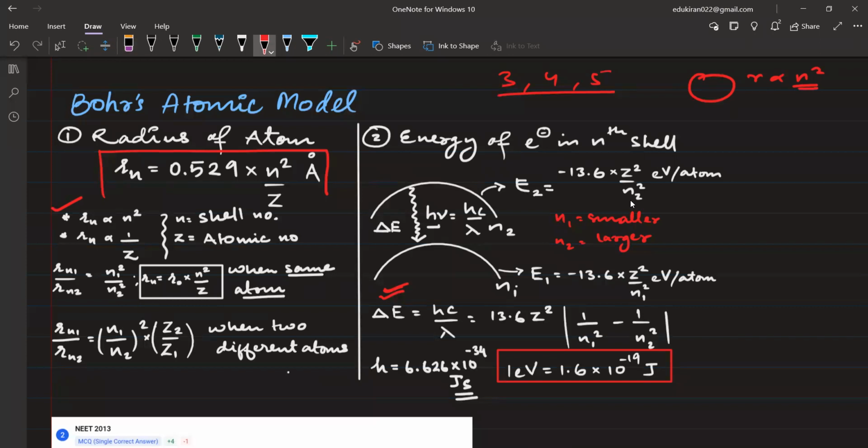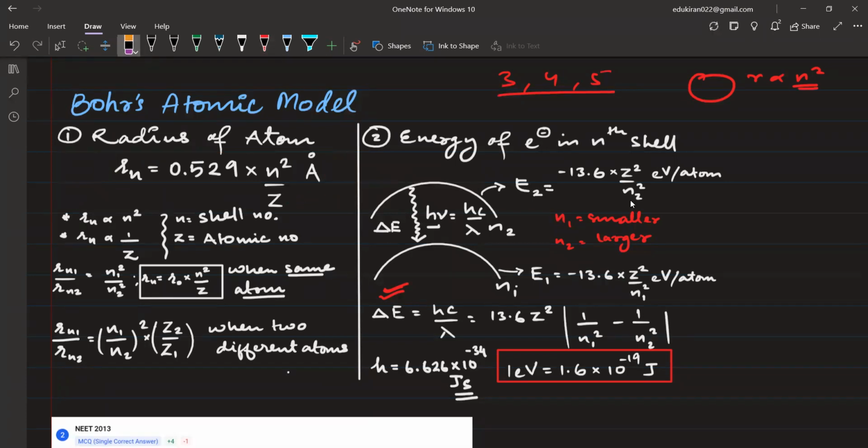When you are going to have different atom, तो different atom में क्या और change होगा, atomic number change होगा, so we have to consider atomic number also. So Rn1 upon Rn2 will be equal to n1 upon n2 का square, क्योंकि directly proportional है, and z2 upon z1 because it is inversely proportional, ठीक है, this is for different atoms and the above is for same atoms, right.